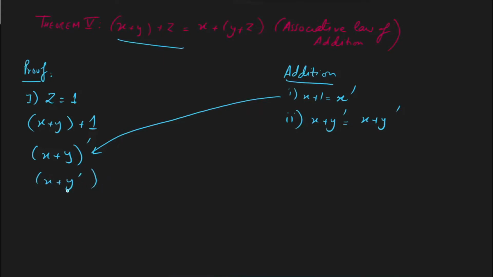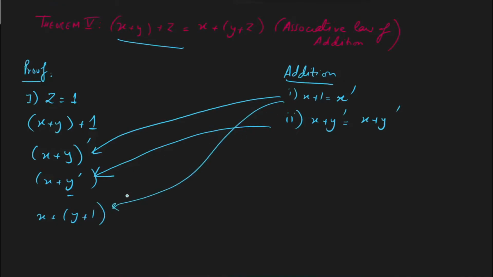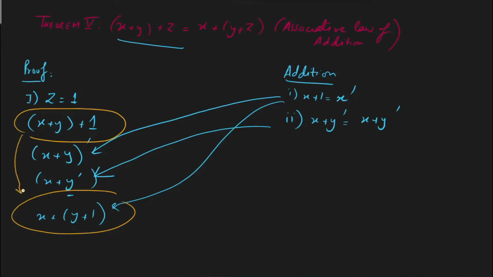Can I write it like this? I think I can, because this follows directly from the second property. And now, can I expand this y prime here by writing it as x plus y plus 1? I can, because this directly follows from 1 here. And so if you closely follow what I've done here, I have expanded this to this, and hence I have shown that both of these are equal to each other.